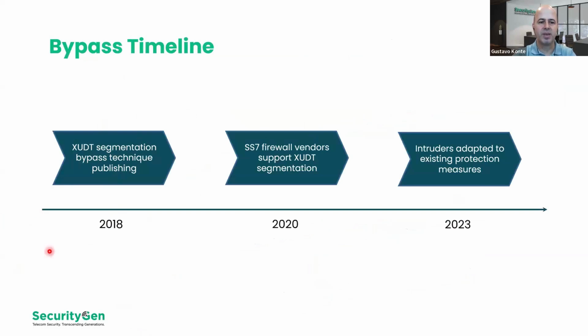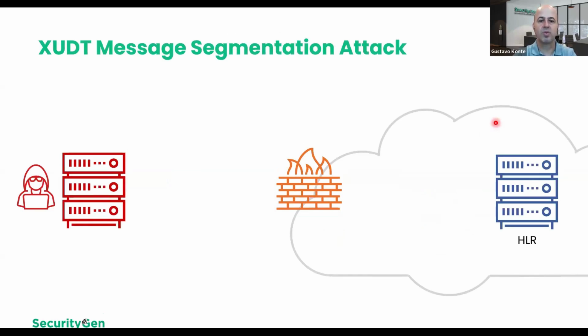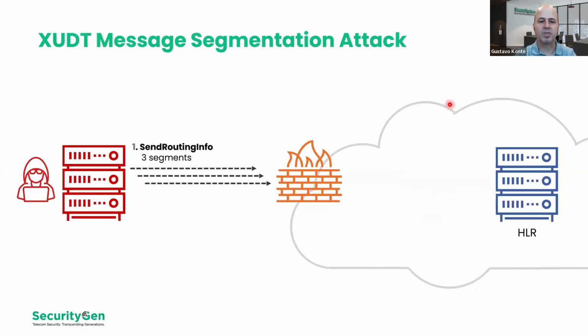When this was published, the XUDT bypass was published for the first time in 2018. Two years afterwards, most firewall vendors would say they support XUDT segmentation. But three years after that, intruders have also adapted this method and managed to find ways to still use XUDT segmentation. So we still see networks that are vulnerable to this attack, yes. Until the present day, we still see and test networks and prove they're vulnerable and help them increase their security. Okay, so how does the attack work?